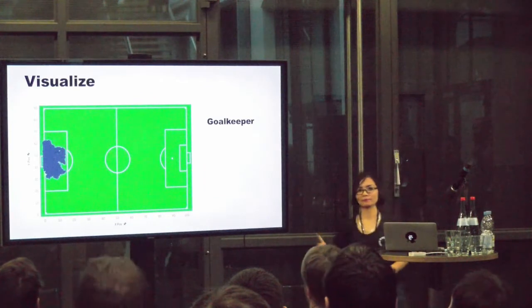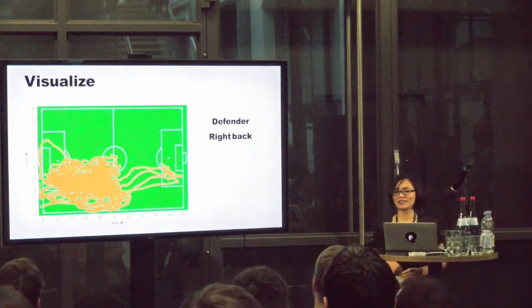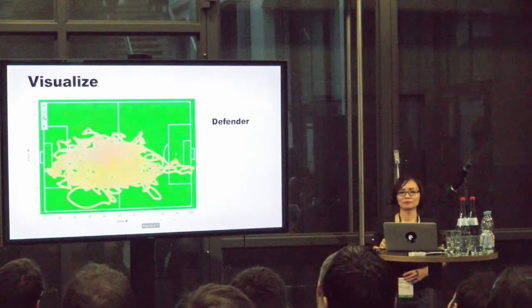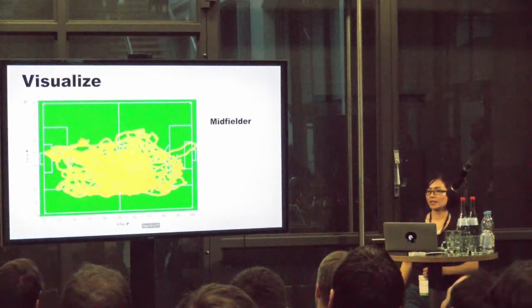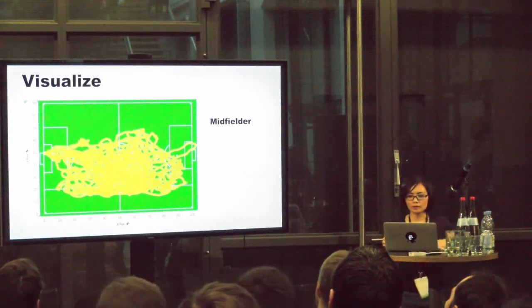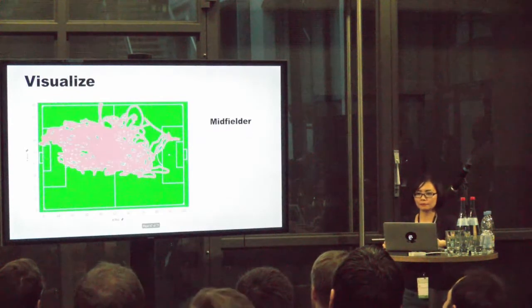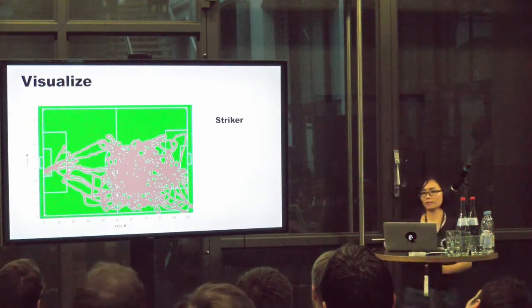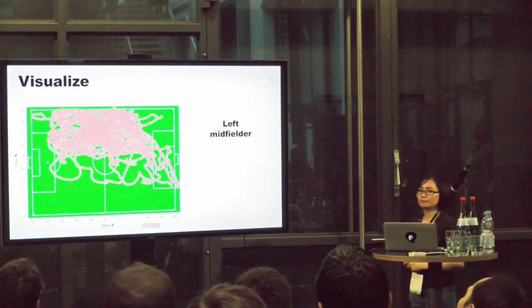Who is that? It's the first, sure, the goalkeeper, right? And who is that? Defender, right back, right? And who is that? Defender, left back. He defends, right? He defends. He's a middle fielder because he always stays in the middle, in the middle and in the defense zone and also the attack zone. He's a right midfielder. He's a midfielder. He's a striker, right? Because he doesn't go to the defense position. And he's a forward or attacker. And he's a left midfielder.